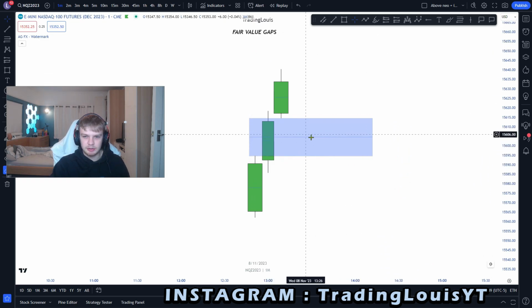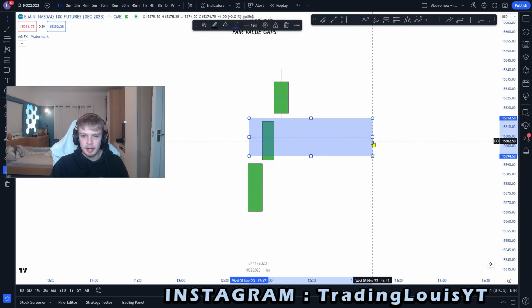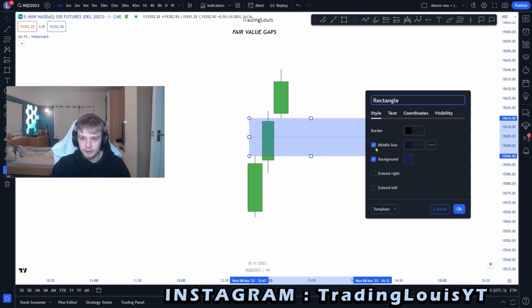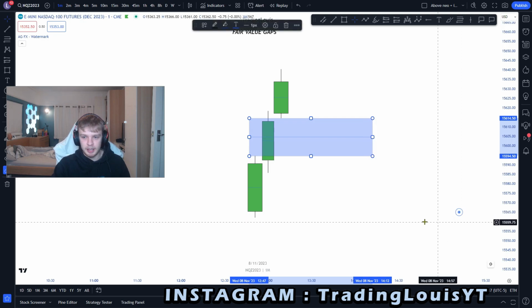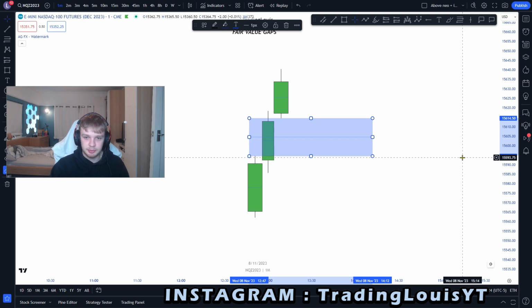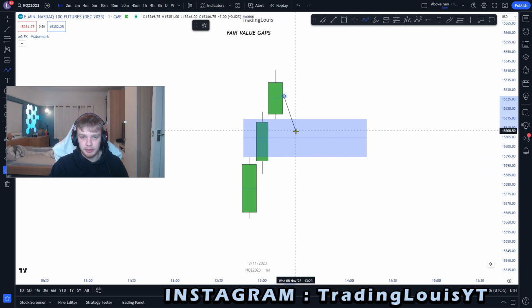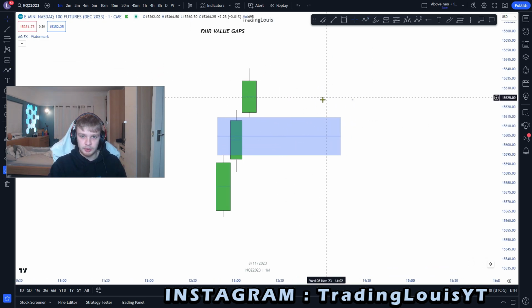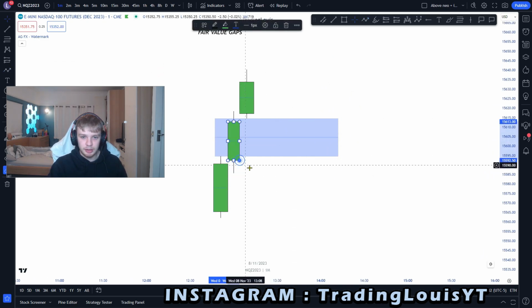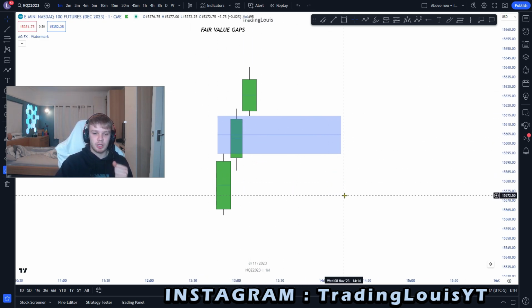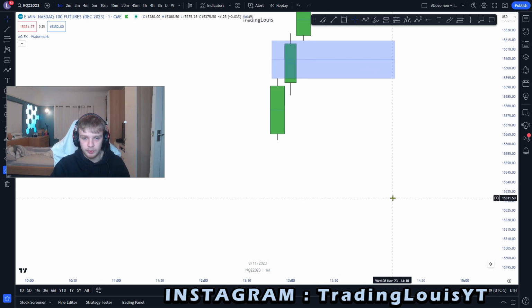Now, if you're looking at this rectangle and wondering why there is a line there, that is just because I have a setting on which marks the middle of the fair value gap. As you get used to using fair value gaps, this is actually quite important, because sometimes the price action will want to come down, fill 50% of this fair value gap and carry on. Hopefully you now understand what a fair value gap is. I'll go into the charts below and explain it more.